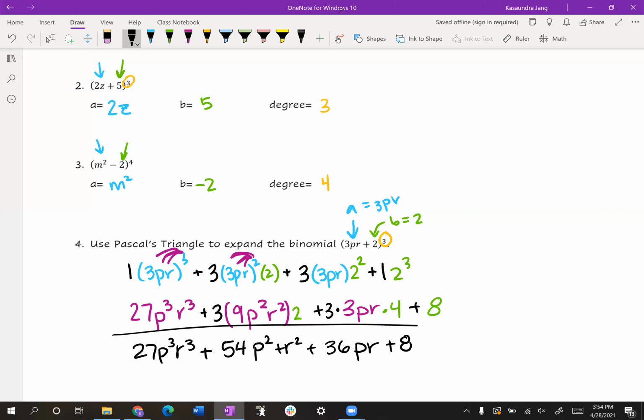So at this point, I cannot combine any of these. They're not like terms. So that is my final answer. That is the expanded binomial.